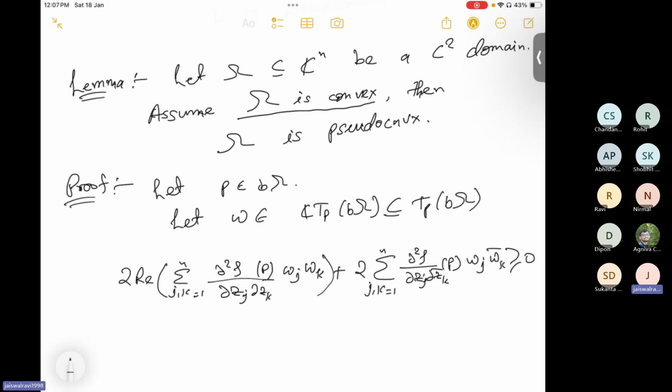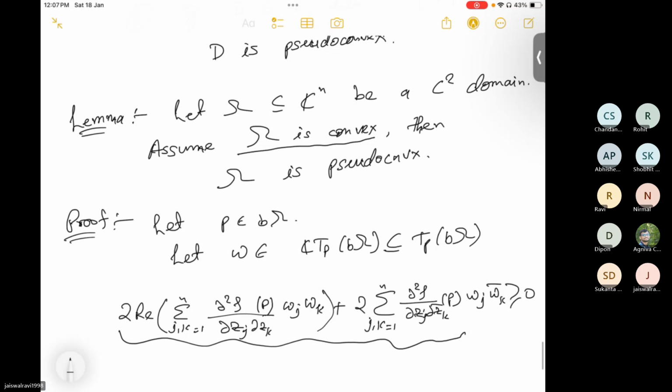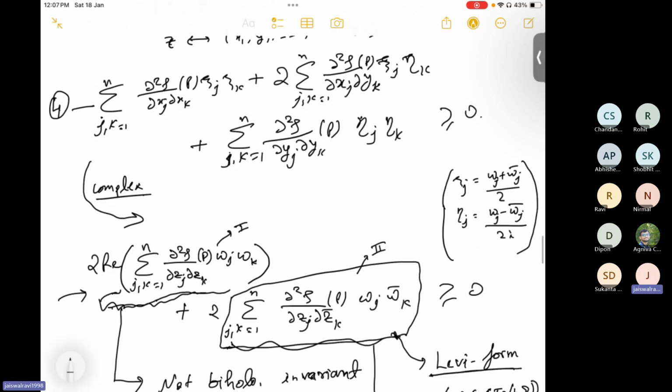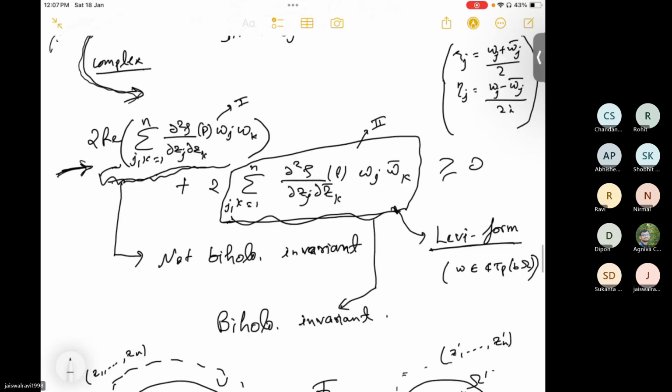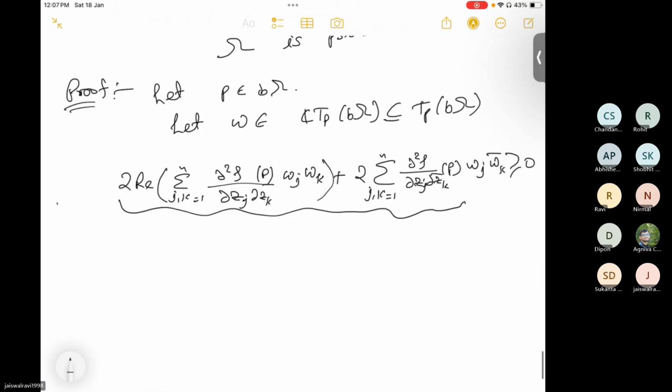In convexity, this expression comes from this calculation. Let me show you. Where is it? Yeah, here. So this is the condition of convexity, and we have seen that if you rearrange in complex form, you get this real Hessian. You can write it in this form. That's what I have written here.